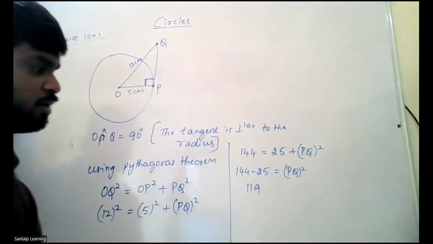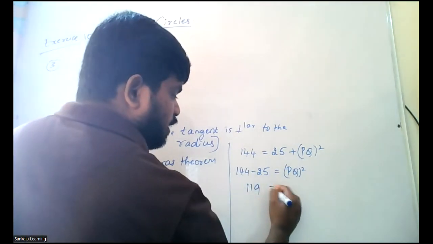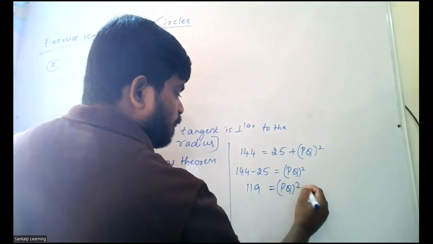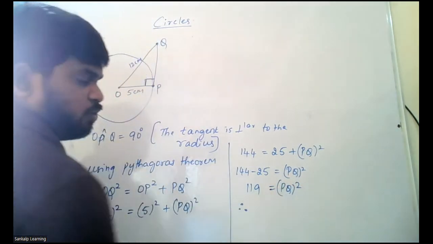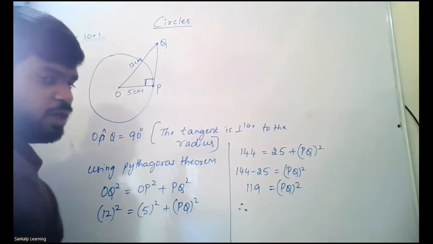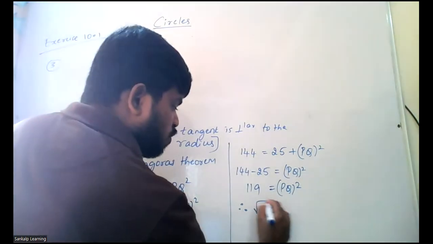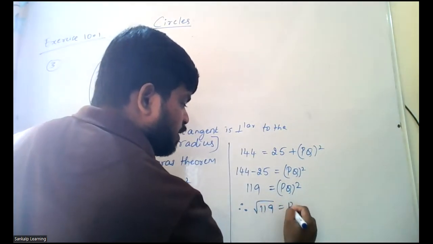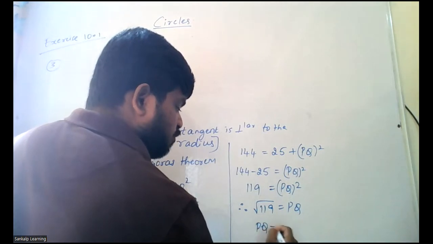119 equal to PQ square. Therefore, you need PQ, right? Send the square to the other side. It will become root. Root of 119 is equal to PQ. What is the value of PQ?